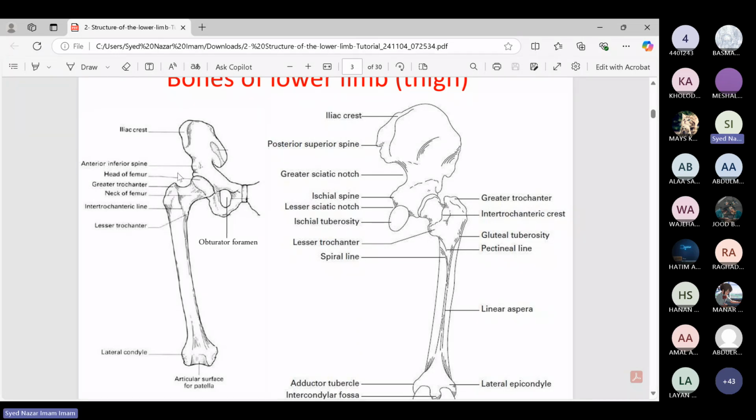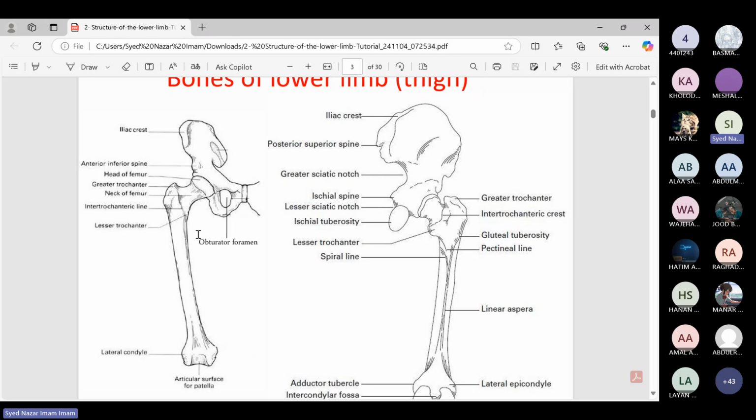And then we have a line which connects these trochanters, which we call the intertrochanteric line, which is anterior, and posteriorly it's a crest, so we call it the intertrochanteric crest. So these are two important bony landmarks. Now, what we have to remember is some important bony landmarks. Like, as I told you, the ischial tuberosity is one here. Similarly, we have the greater trochanter and lesser trochanter.